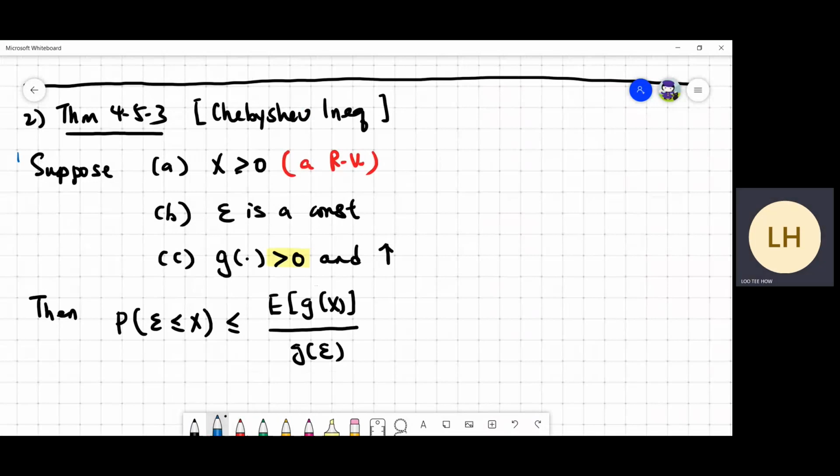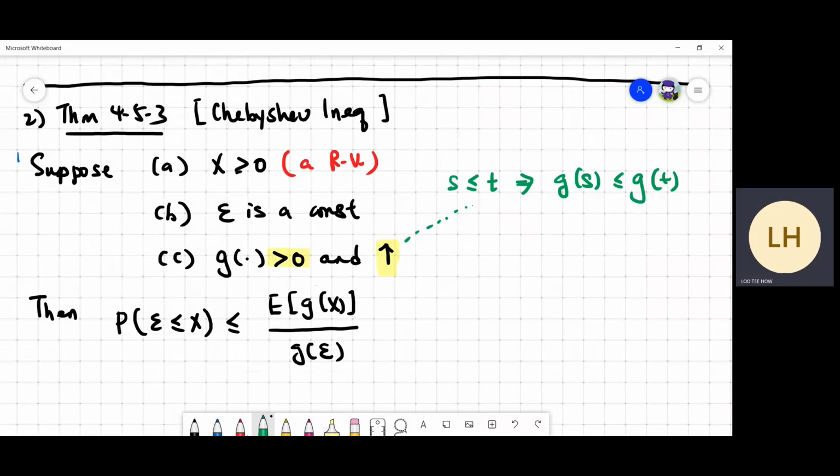Okay, next, let's recall the meaning of this. What does it mean for G to be increasing? This simply means that whenever we have S less or equal to T, then G of S will be less or equal to G of T. That's the meaning of an increasing function. I suppose you all already know this.